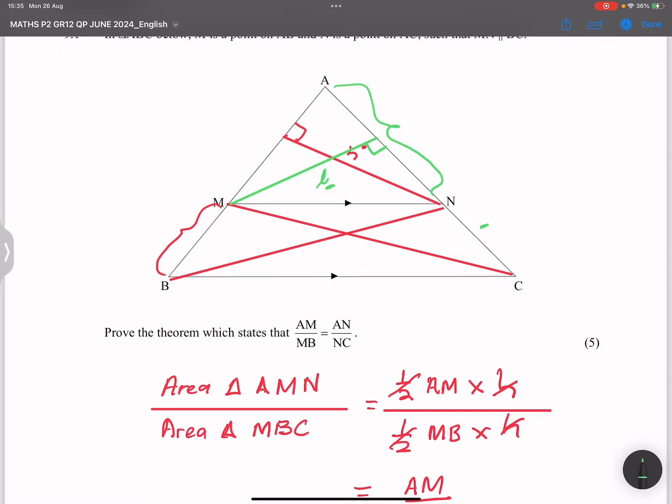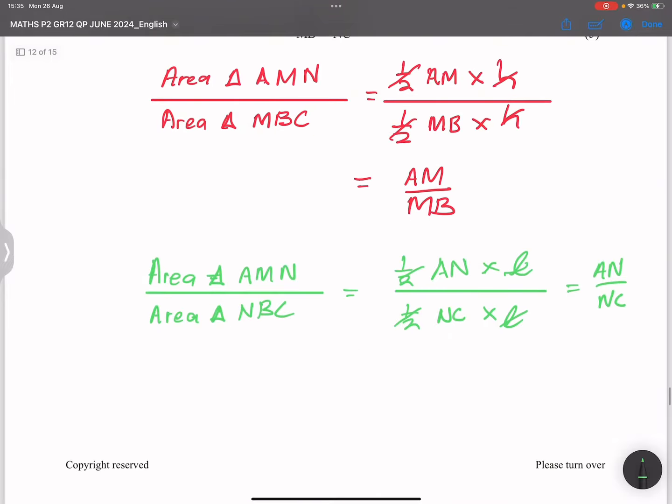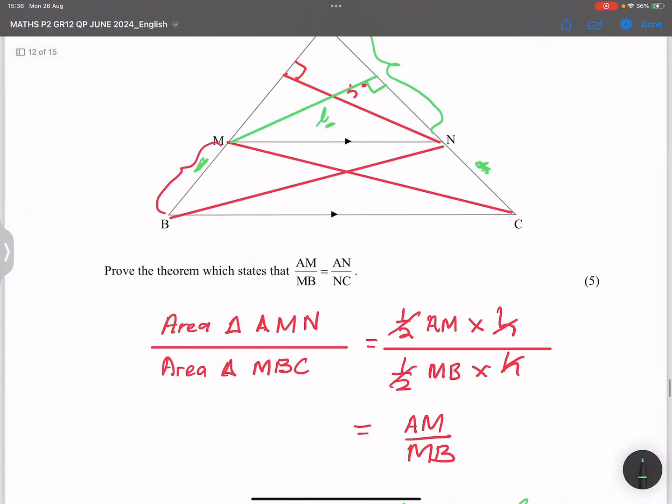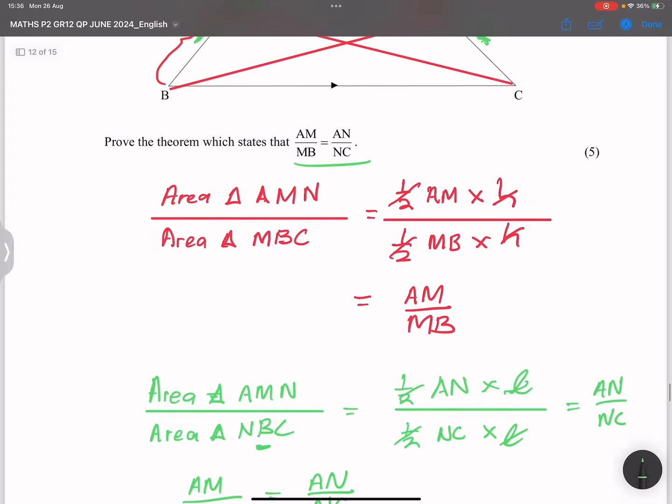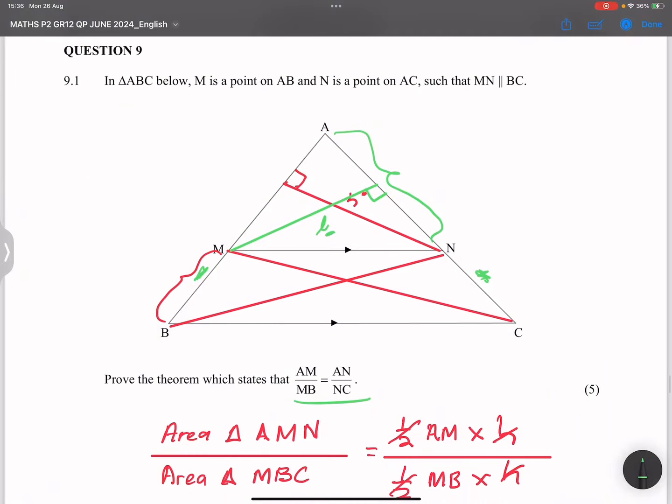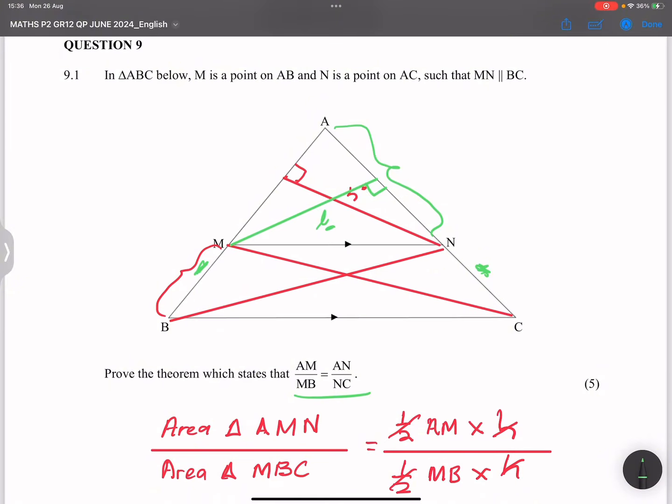But if we look at those two, the area of AMN is the same thing. Because AM and NC are the same size, as well as having the same height, the area of triangle MBC is the same as the area of triangle NBC. Therefore, AM over MB must be equal to AN over NC. And we have proven exactly that. And that's how the cookie crumbles, ladies and gents. Please look at all the proofs. They are in our grade 11 videos, and they will help you a lot with this section. Okay, let's go on to the next question.